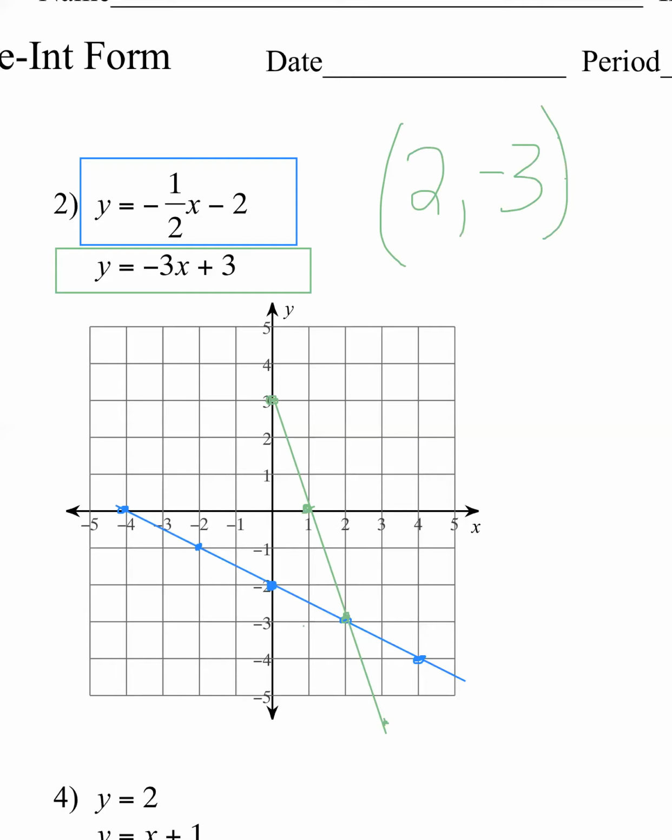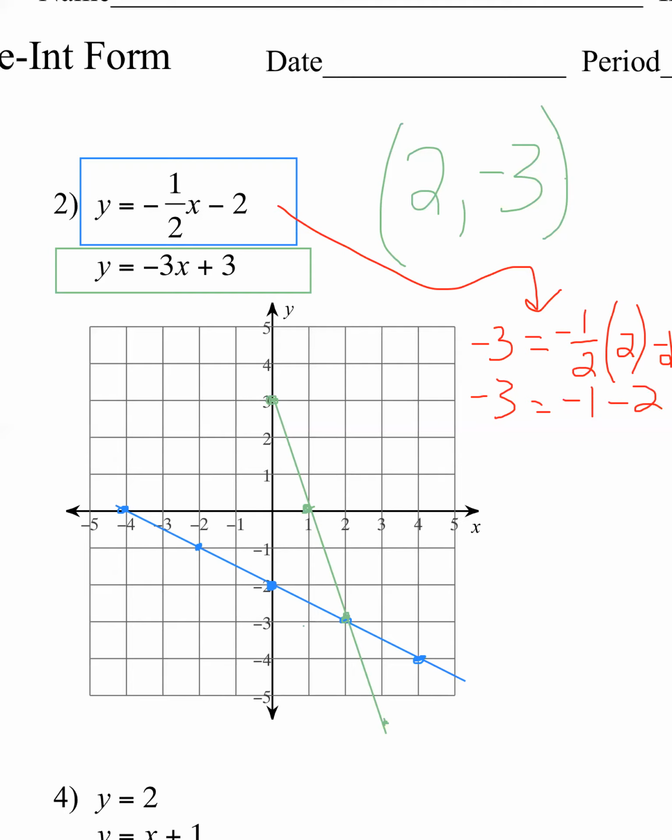So cool. So real quick, again, I'm going to just check and make sure that this point really does work in both. Let's see. So we'll switch to red now for our check. All right, so negative 3 equals negative 1/2 times x, which is 2, minus 2. Let's see. Negative 3, negative 1/2 times 2 is negative 1. And negative 1 minus 2, yeah, really is negative 3. Cool, so it does work.